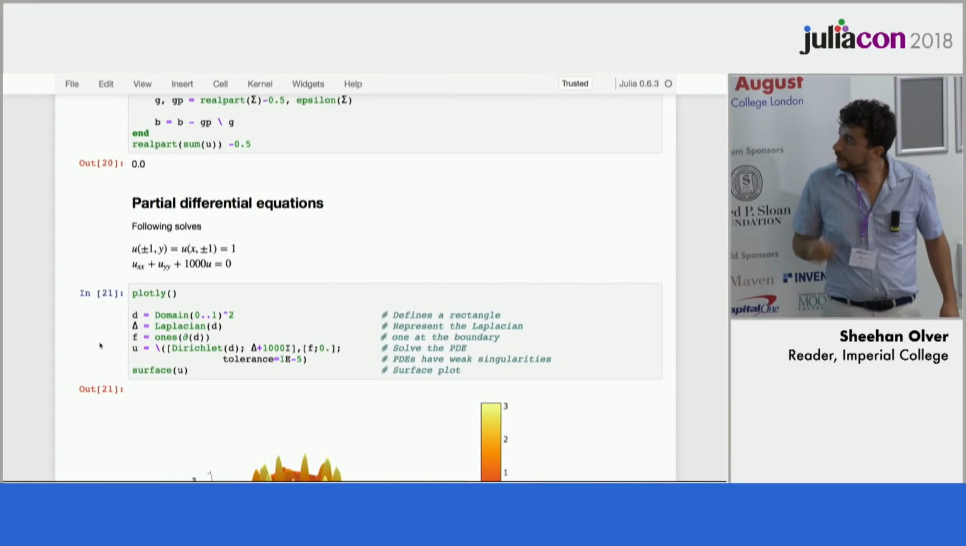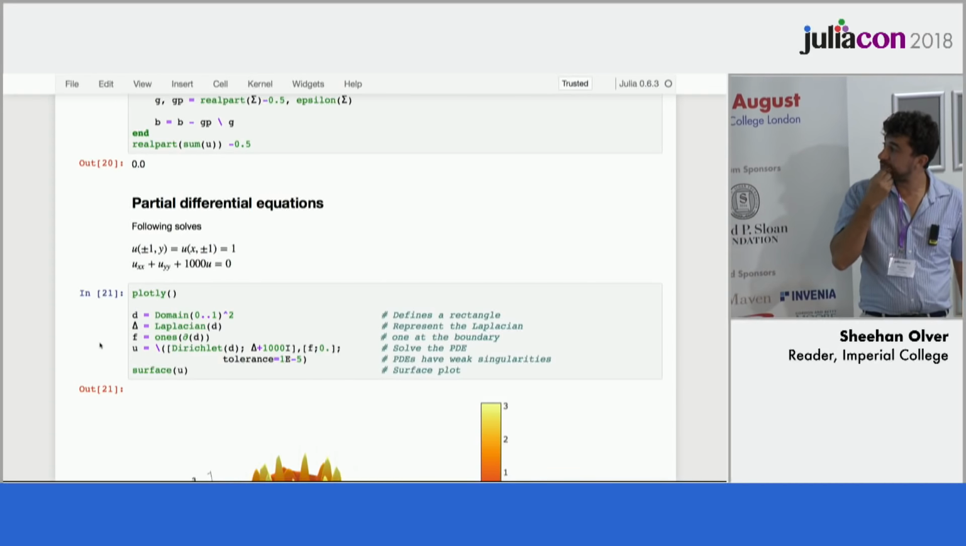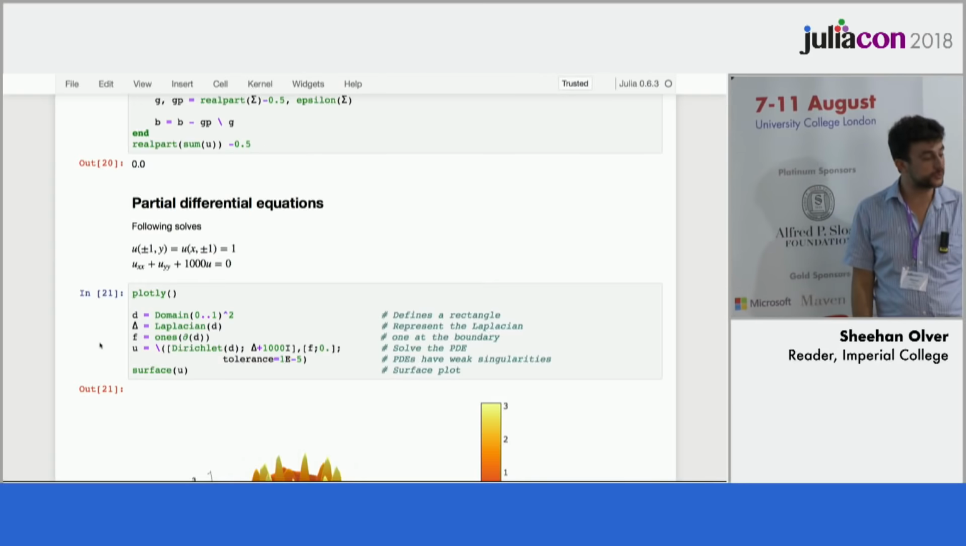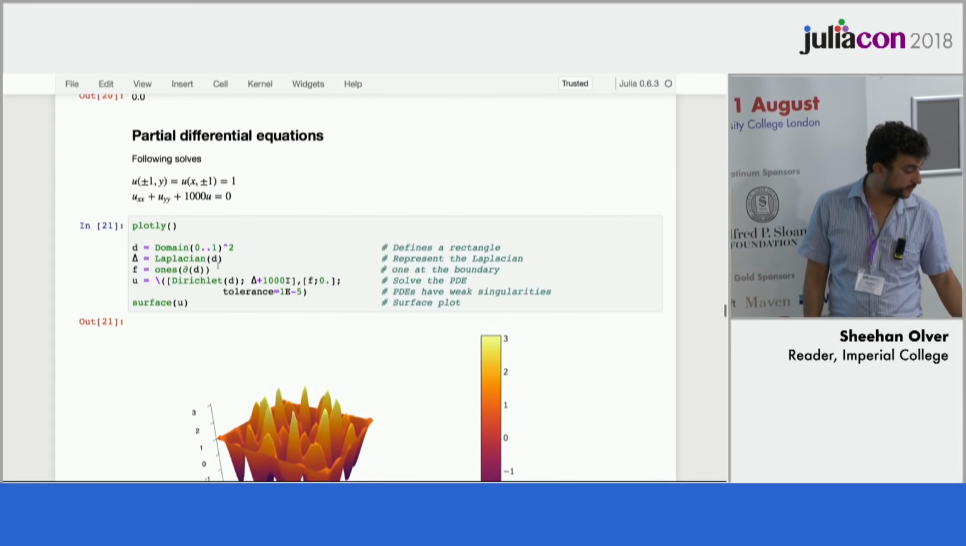Okay, so that's ordinary differential equations. This whole framework carries over to partial differential equations. So here's some simple made-up example.